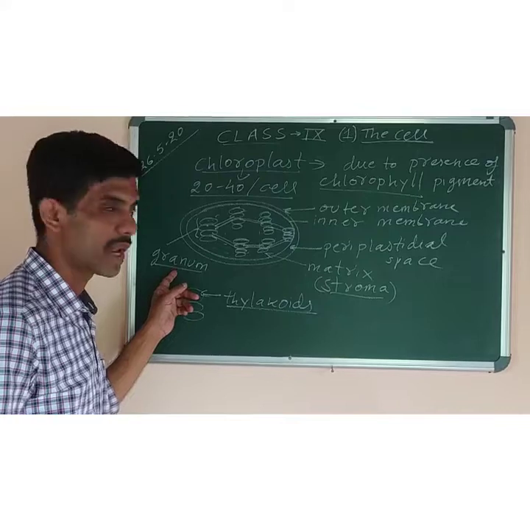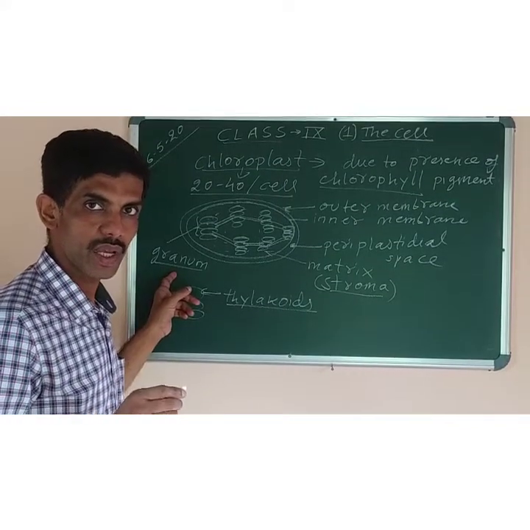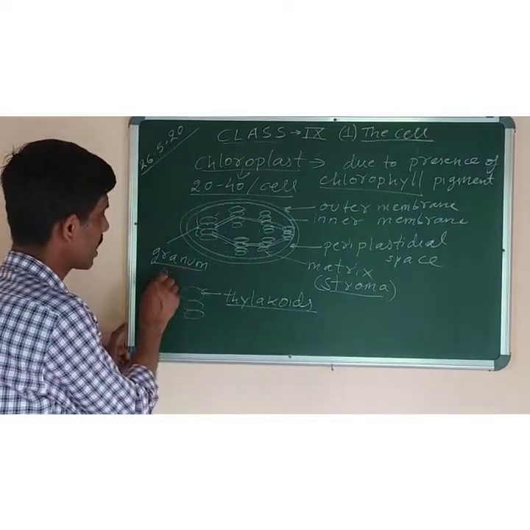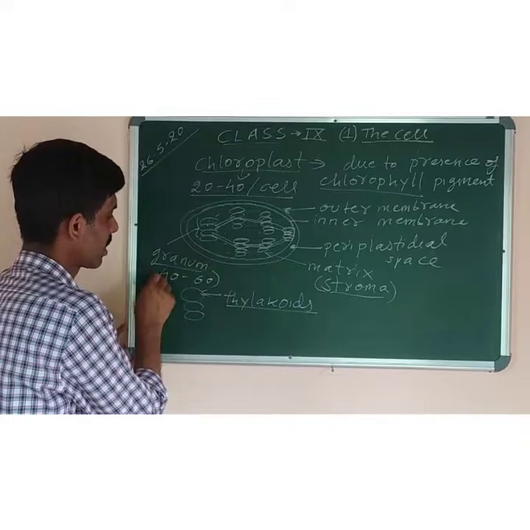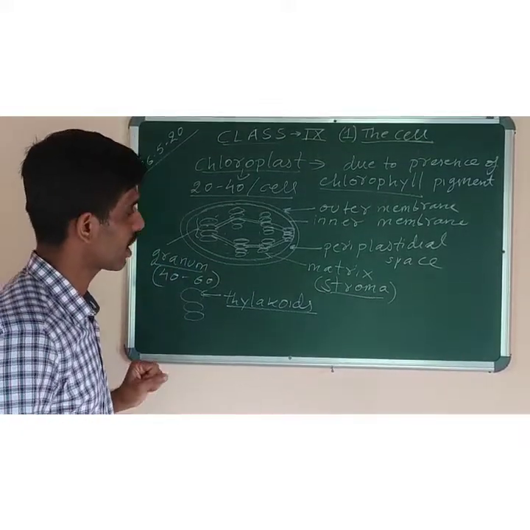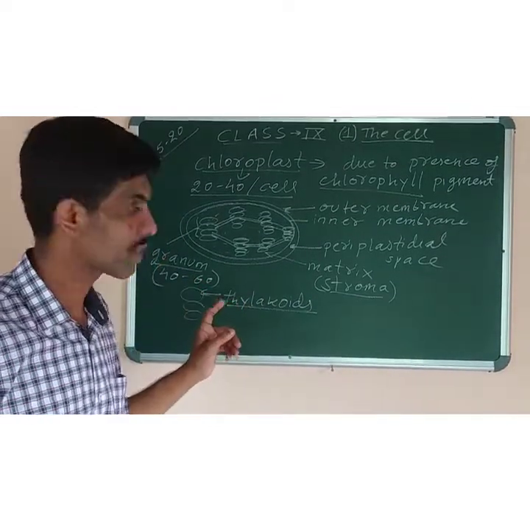The number of grana within a chloroplast is mentioned to be near about 40 to 60 grana. So how many grana are there? 40 to 60. In one chloroplast, the number of grana is 40 to 60. Now next, what is the function of grana? It helps in the light reaction of photosynthesis.